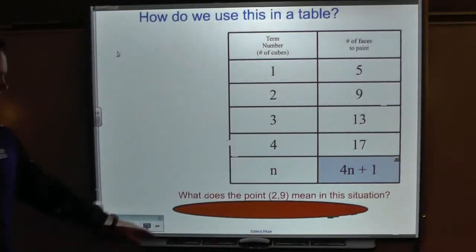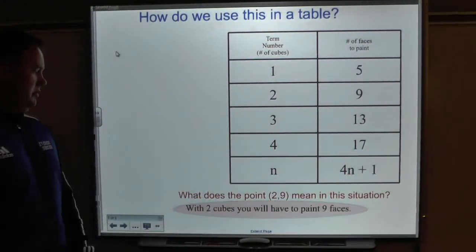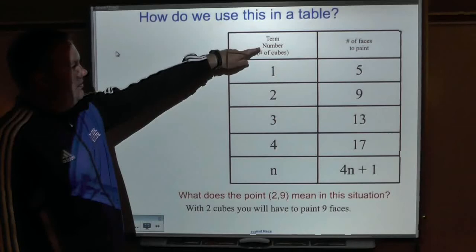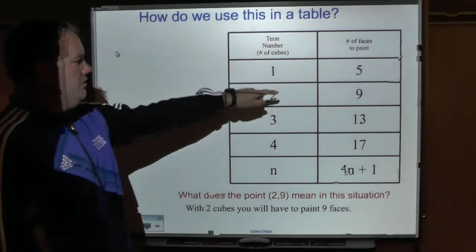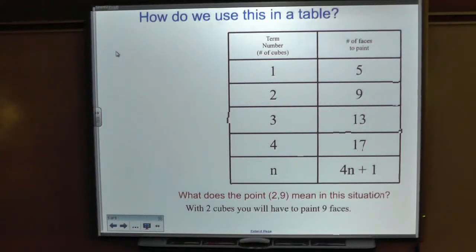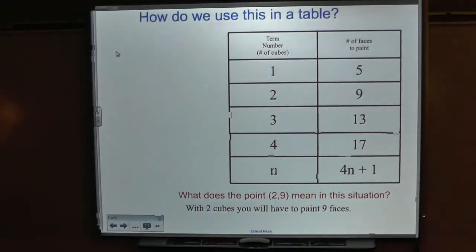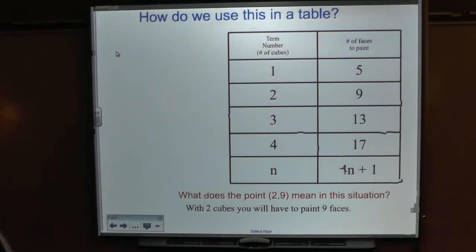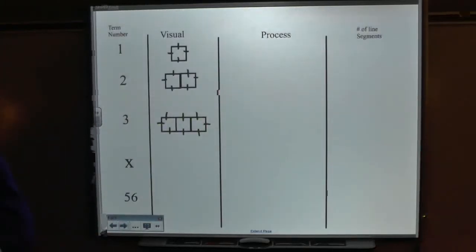Right? So, the big question is, what does the 0.29 mean in this situation? Just what it says. 2 cubes means you need to paint 9 faces. That is the whole idea. That's the whole idea of this whole subject. Take a set of data and be able to put meaning to it.